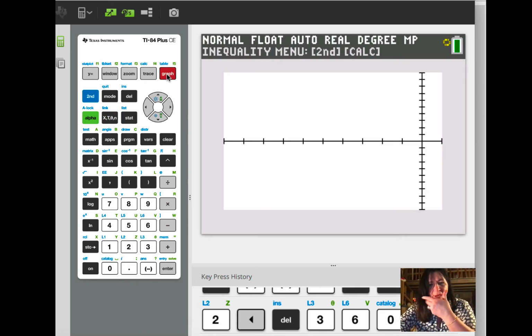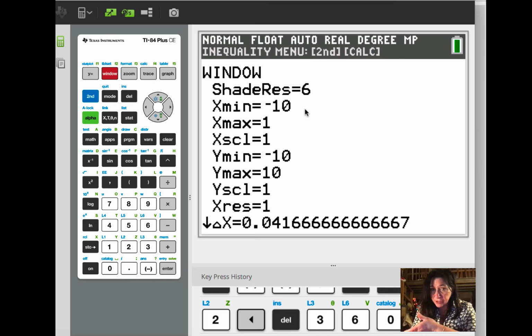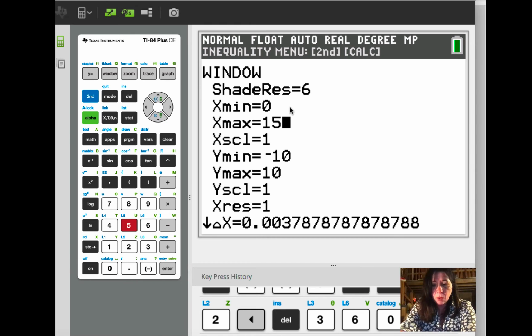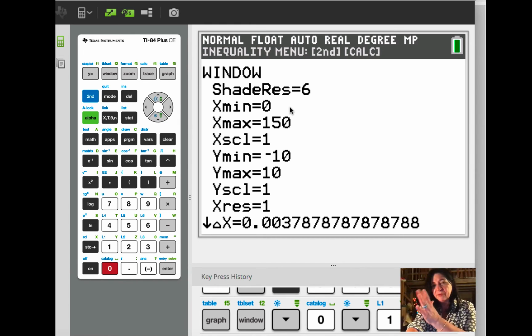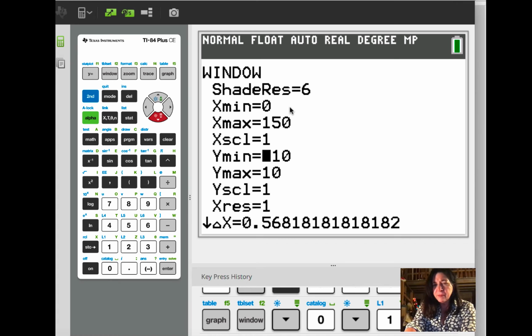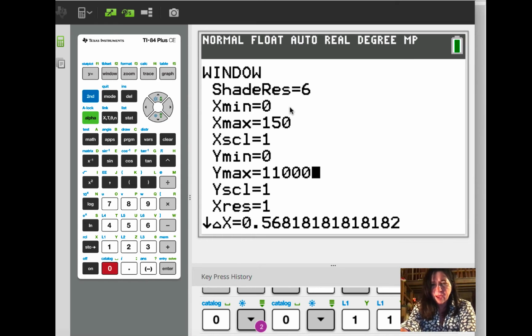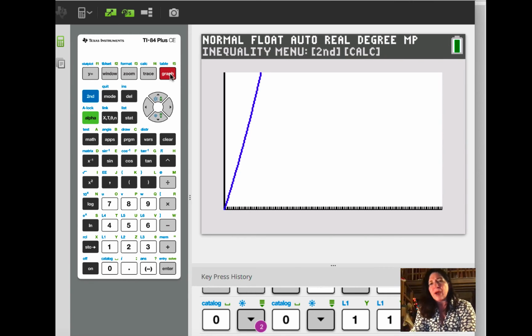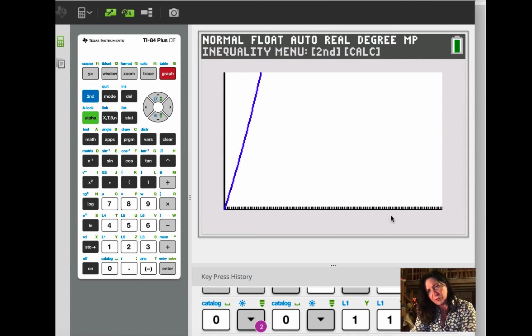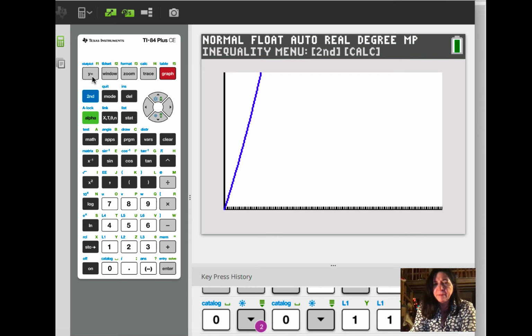And obviously when I graph, I can't see anything. But if I go to my window and change that, I make my minimum 0 and my maximum 150, because I know it goes 0 to 150. For my minimum for y, I'm also going to make that 0, but for my maximum, I think I got 10,000 or maybe 11,000. Let's make that. I still can't see it. It looks like it goes way up here. But that's what I would do.